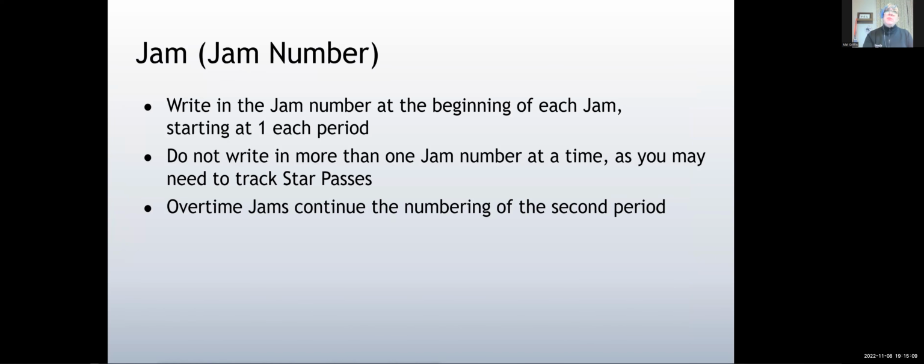Now, jam number. What you're going to do is write the jam number at the beginning of each jam, starting at one each period. So if it's at the beginning of the first period, you start at one. The second period, don't keep numbering it. You start once again at one. You do not want to write more than one jam number at a time because you may need to track a star pass. And we'll go over how you track that star pass a little bit later in the presentation.